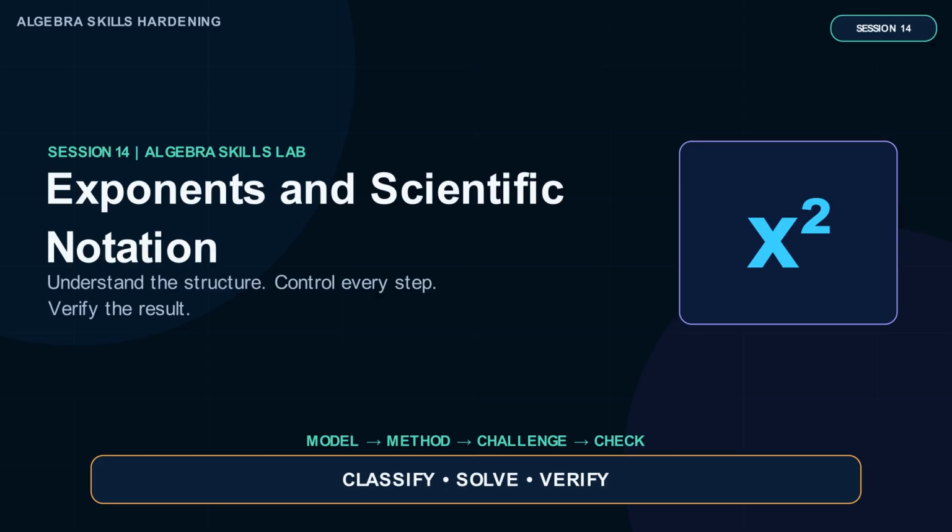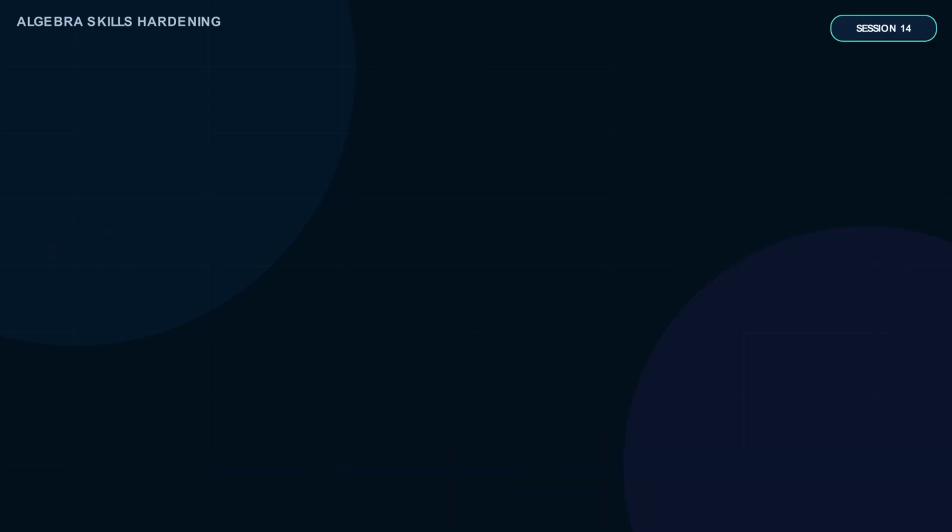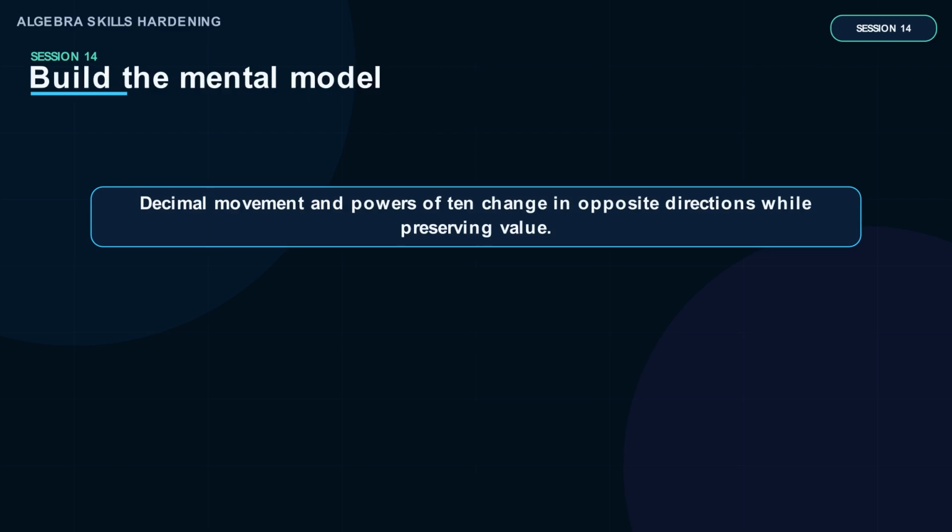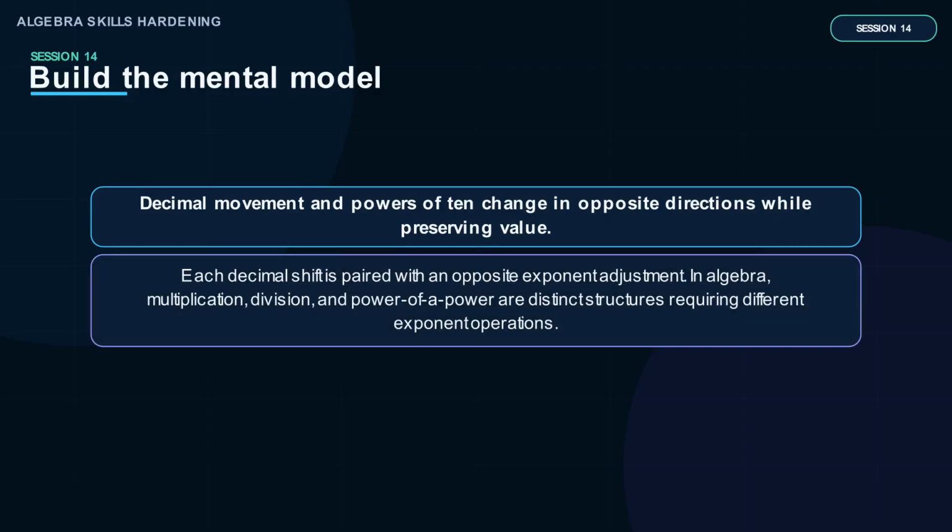Keep a pencil ready. We will build a visual model, use a repeatable process, solve a demanding example, diagnose an error, and finish with a checkpoint. Start with this picture. Decimal movement and powers of 10 change in opposite directions while preserving value. Each decimal shift is paired with an opposite exponent adjustment.